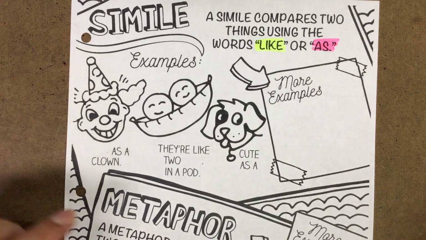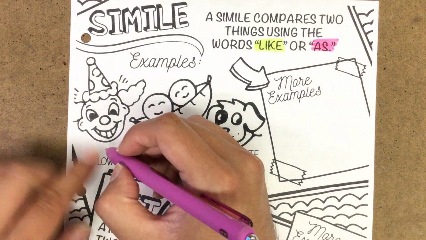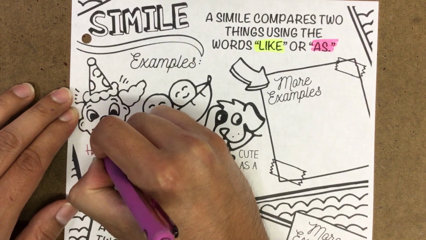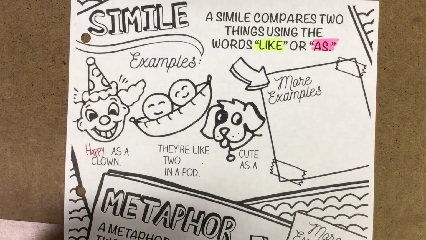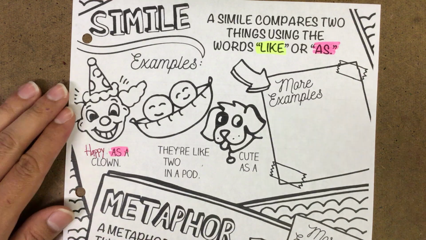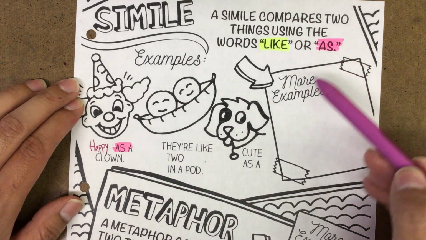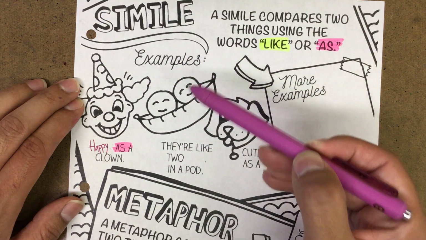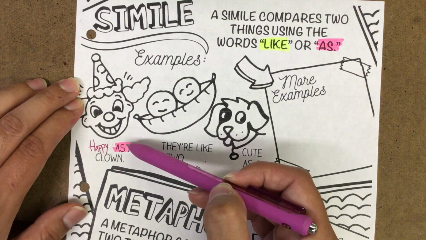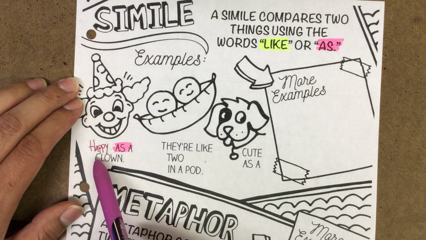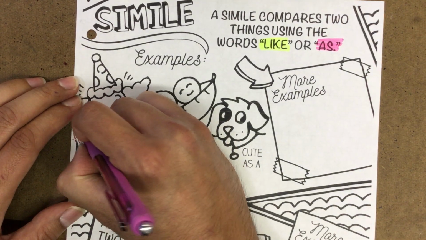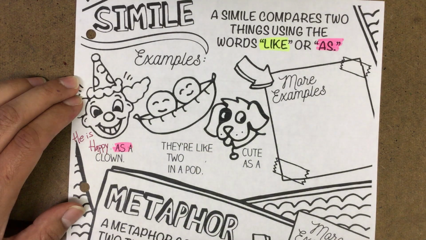Your examples are happy as a clown, and get your pink highlighter. This is your clue word. But there's a misconception. Just because you see the word like or as, it doesn't mean that it's a simile immediately. It has to compare two things, and this is your connecting word. This is your clue. So what is the first thing that's being compared? Happy as a clown. He is happy as a clown.